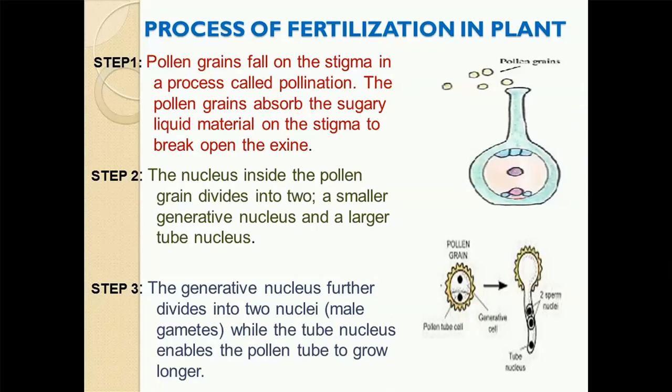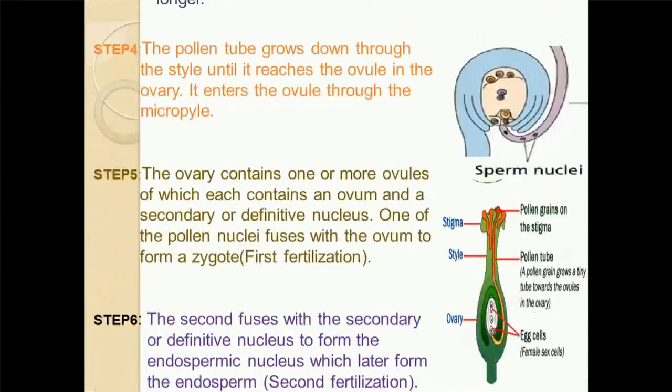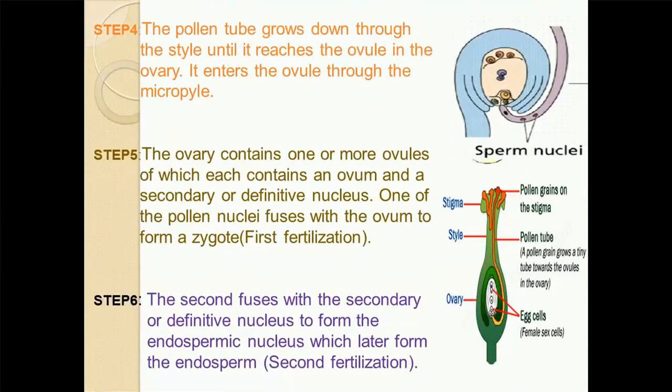Okay, let's continue with that. And so we are looking at step 4. The pollen tube grows down through the style until it reaches the ovule in the ovary. It enters the ovule through the micropyle. You know, I told you to take note of the micropyle. It's a hole that allows the pollen tube to get to the ovule or the embryo sac.